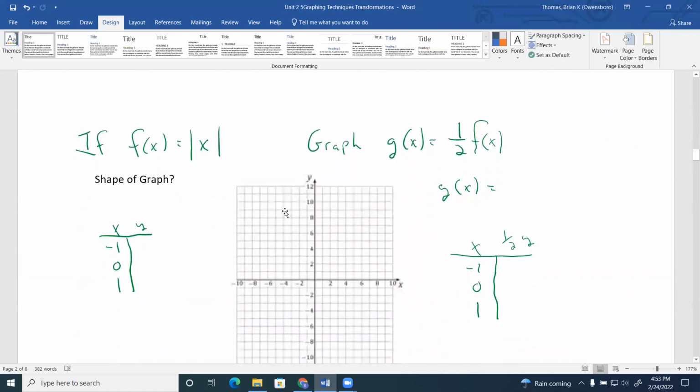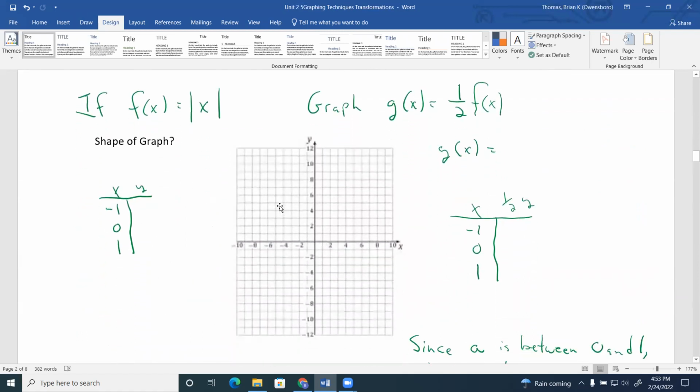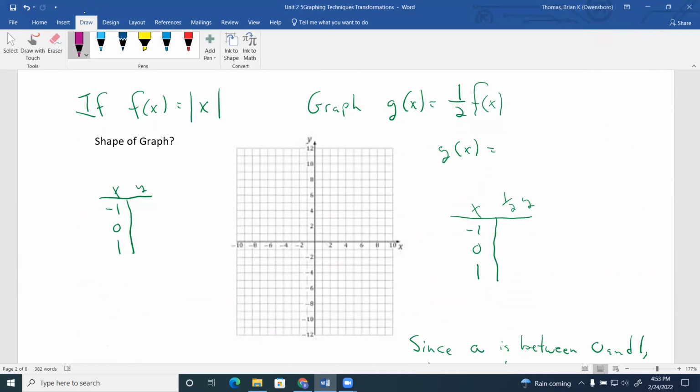So our next parent function we want to deal with is this absolute value of x. So we want to graph that. But our ultimate goal is to graph this g of x function over here. Notice how I have this 1/2 in front of it now, 1/2 f of x. So to graph g of x, though, we have to know what the graph of absolute value of x looks like. Remember, that one is V-shaped. So when I graph this, it's going to take on a V.